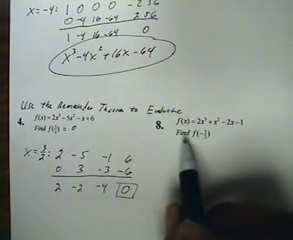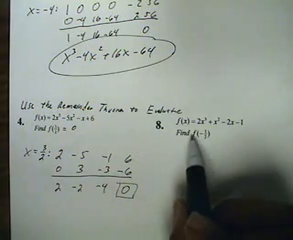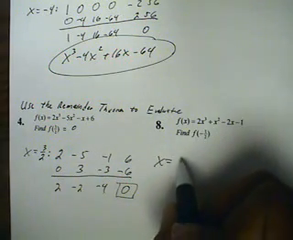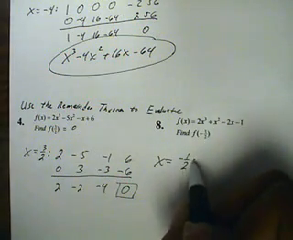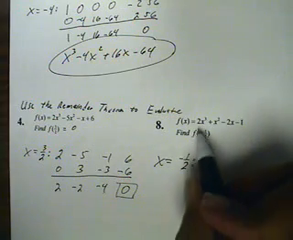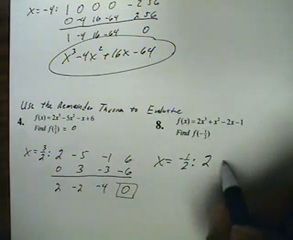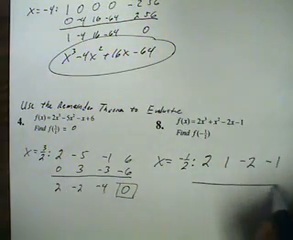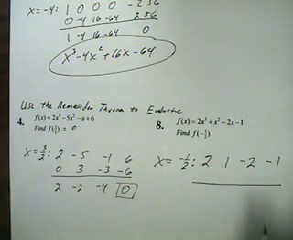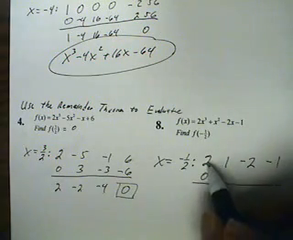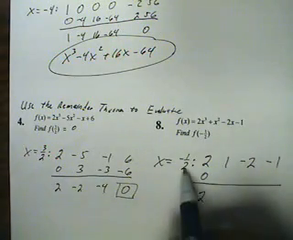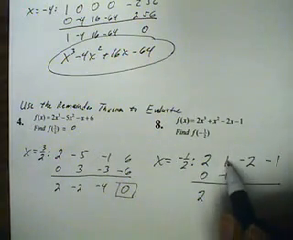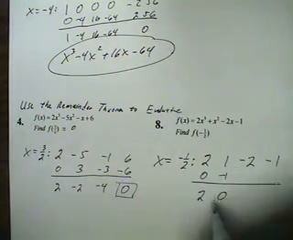Next, we want to find, for this function, f of negative 1/2. So we'll start off with x being negative 1/2, and we have the coefficients 2, 1, negative 2, and negative 1. And we start off with 0. 2 and 0 make 2. Then 2 divided by 2 is 1 times negative 1 is negative 1. 1 and negative 1 makes 0.